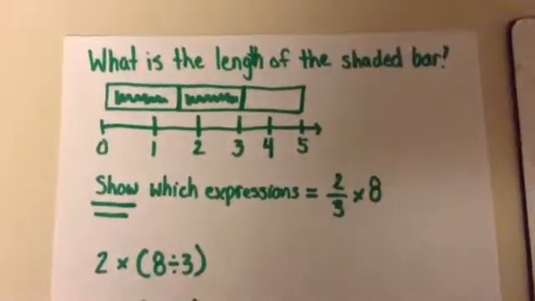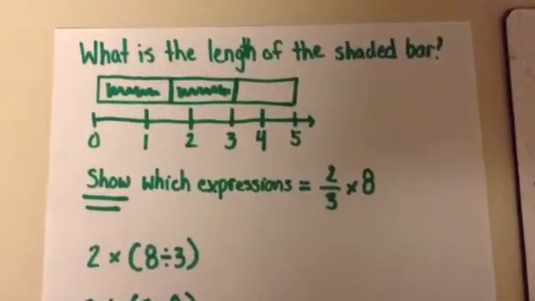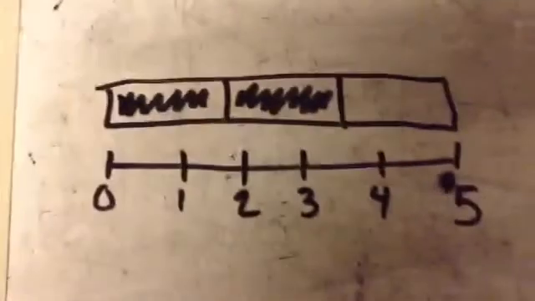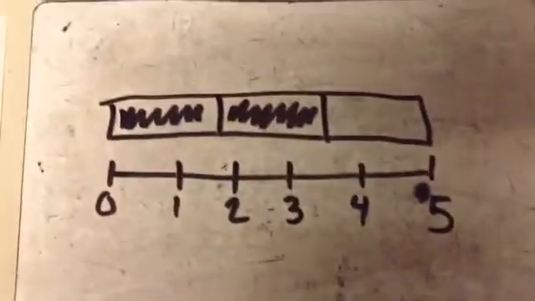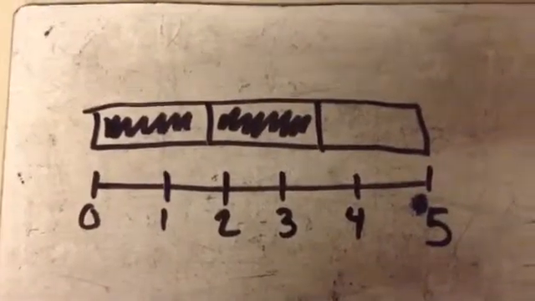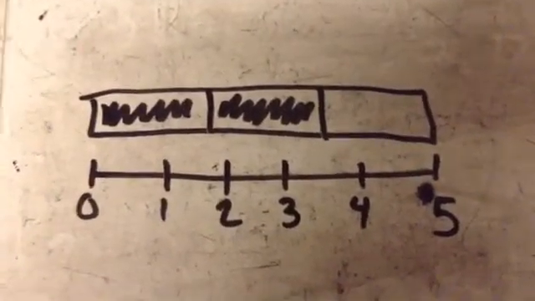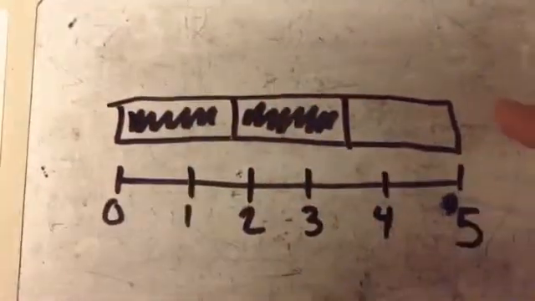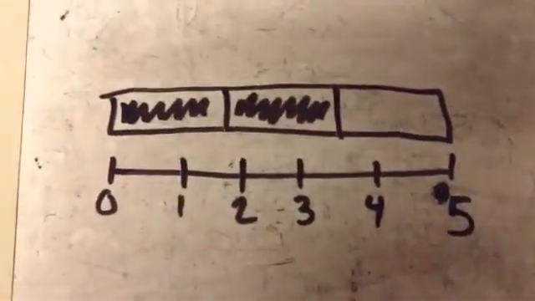Alright, this next question, it's on the second page. What is the length of the shaded bar? I just kind of transferred the picture over here. That line below is basically just showing you how long that diagram is. So, this diagram up here has a length of 5.